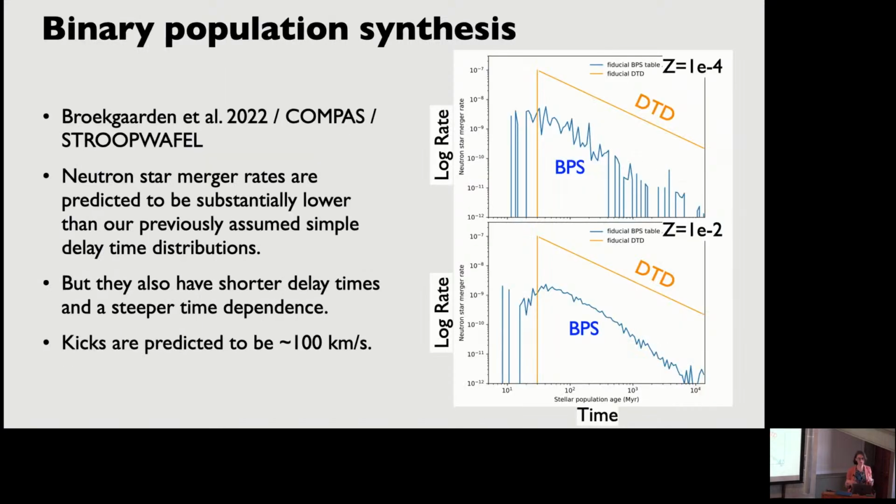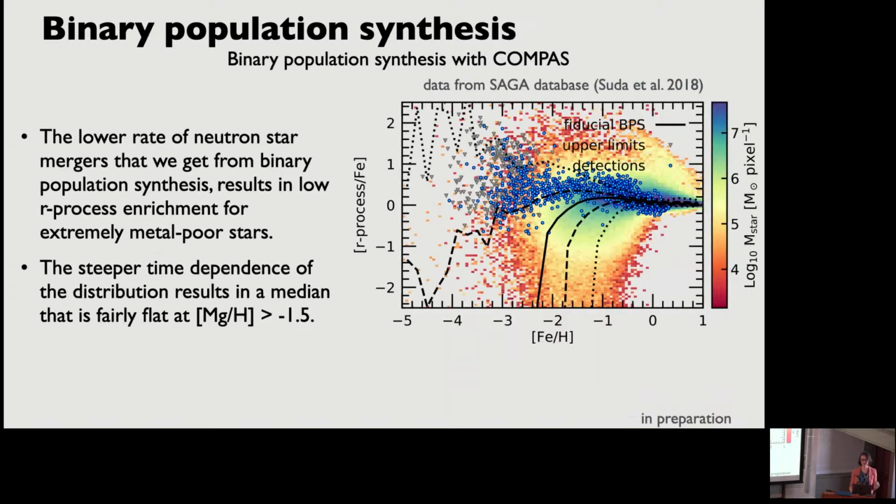We've now made this more complicated by, instead of using a simple delay time distribution, like I said before, we use the neutron star merger rates from binary population synthesis calculations, which of course are also uncertain by themselves, but we just wanted to see what happens if we do something that's potentially more realistic than our just random simple guess. And then this is the result.